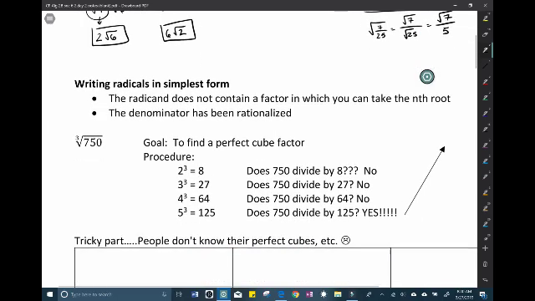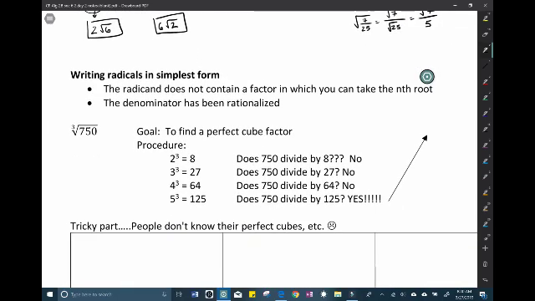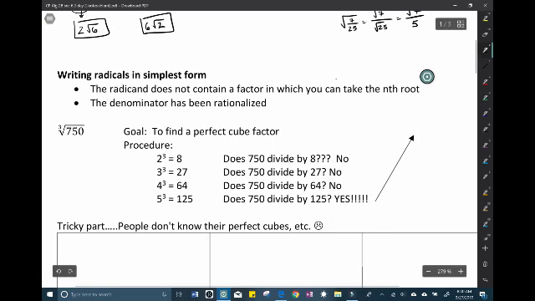Now, writing these in simpler form, whenever you have a different index, for example 3, you just want to remember that the radicand does not contain a factor from which you can take out the nth root. And the denominator has also been rationalized. No radicals in the denominator, meaning that you can't have 1 over, like, the square root of 5. That is not allowed in the denominator.